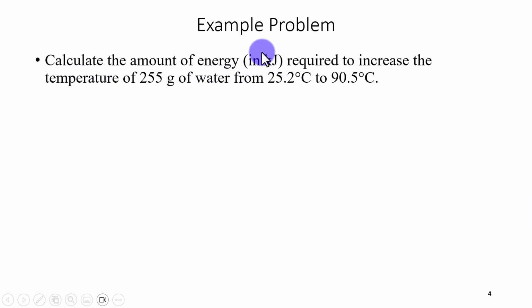Calculate the amount of energy in kilojoules that is required to increase the temperature of 255 grams of water from 25.2 degrees Celsius to 90.5 degrees Celsius. I will do this example problem for you, and then you can do the next one. So what am I asked? I am asked to figure out the energy, Q, in kilojoules. First, I will calculate it in joules, just because that's how Q equals m c delta T is set up, and then I can convert it to kilojoules. I'm asked to find Q when I know the mass of water, and I also know the temperature change from 25.2 to 90.5.